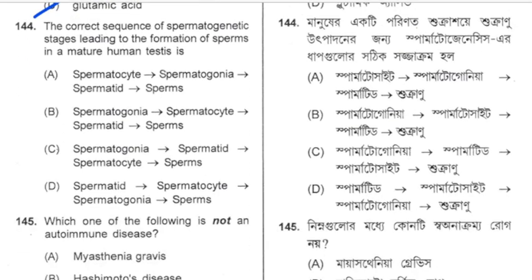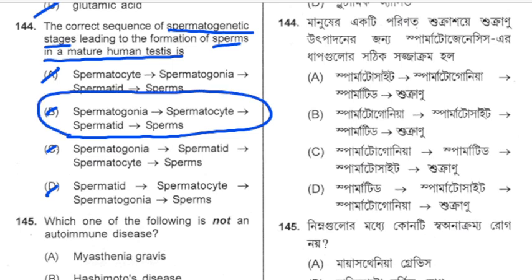The correct sequence of spermatogenetic stages leading to the formation of sperms in a mature human testis. যেটার সিকোয়েন্সটা কি? Spermatocytes to spermatogonia, spermatid to sperm, or spermatogonium to spermatocytes, spermatids to sperm, or spermatogonium to spermatids, then spermatocytes to sperm, or spermatid to spermatocytes, then spermatogonia to sperm. So the correct answer হবে আমাদের the spermatogonia থেকে spermatocytes, spermatocytes থেকে spermatids, spermatids to sperm. এটা হবে correct answer.